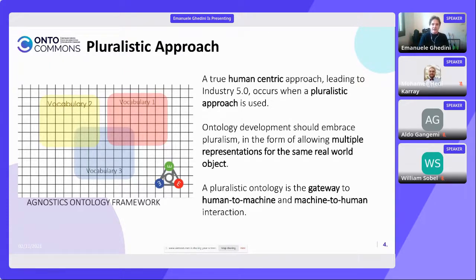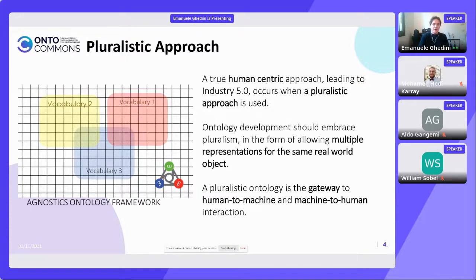And doing so will also be in line with the human-centric approach that is the foundation for Industry 5.0. So embracing multi-presentation of the single real-world object is the foundational principle behind the EMMO, so we can build a gateway for human-to-machine and machine-to-human interaction.